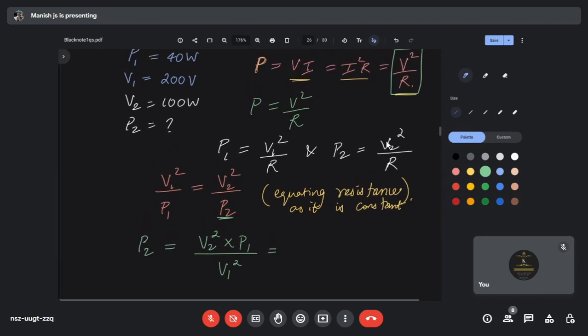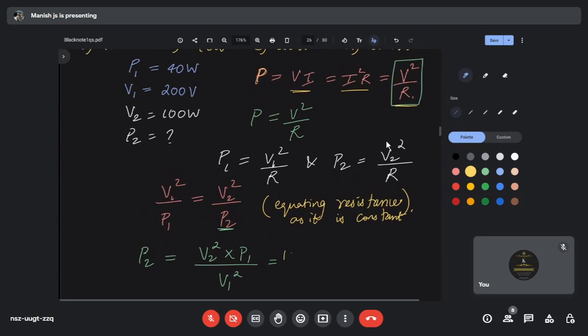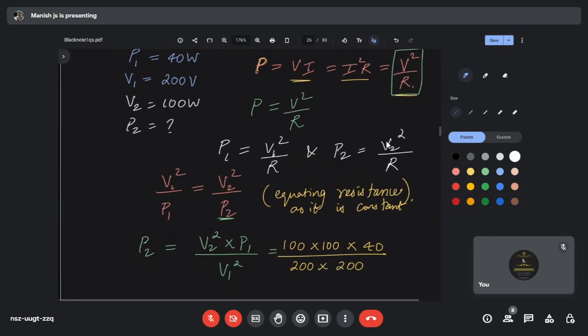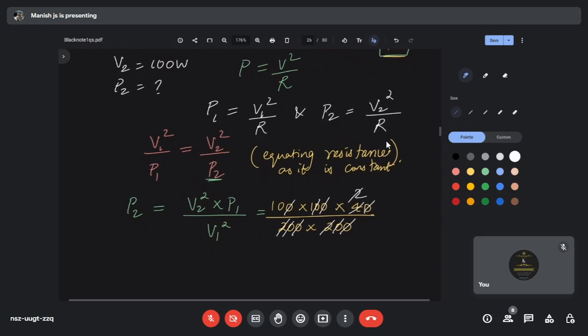So now go for a substitution. Substitute everything, we have all the values. V2 square is nothing but 100 square, which is 100 into 100, into P1. P1 is 40, the whole divided by V1 square, which is 200 into 200. Now go for simplifying it. Cancel out the zeros. Zeros cancelled. 2 ones are 2, 2 twos are 4. We can cancel another 0, and cancel 2 2. So what is the answer?